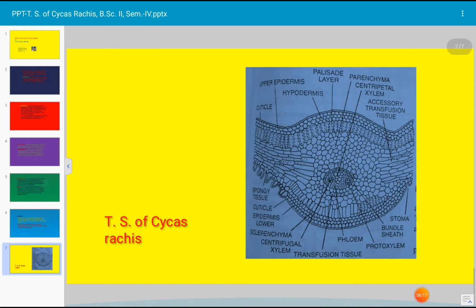Okay. Next, this is the internal structure or transverse section of Cycas rachis. See the photograph. See all the details of the tissues which we have just described shown in the photograph.